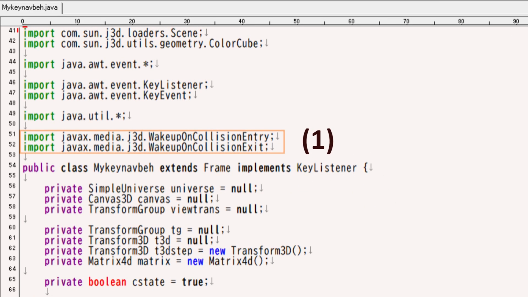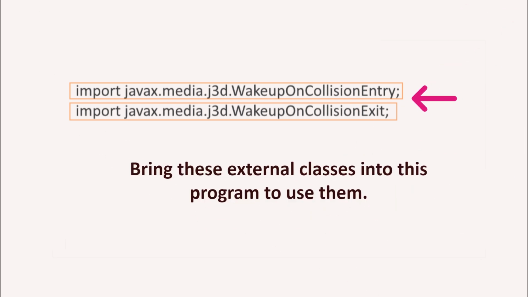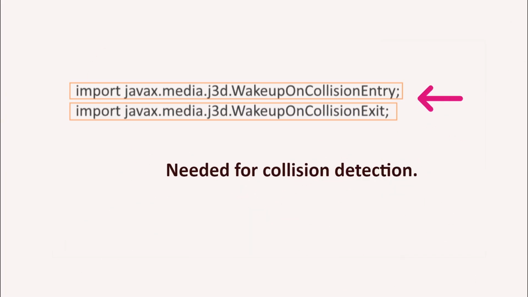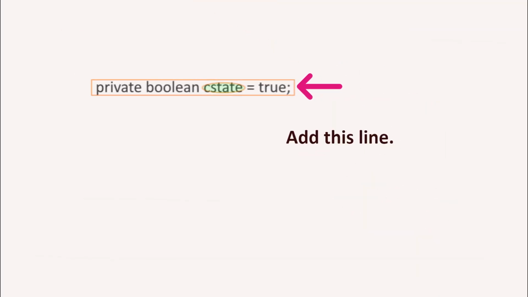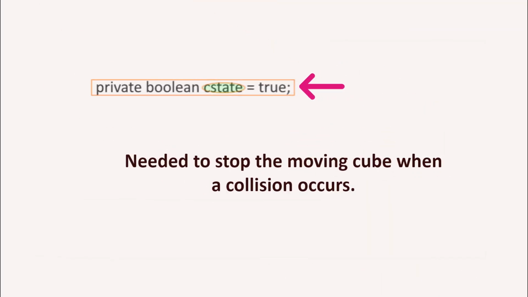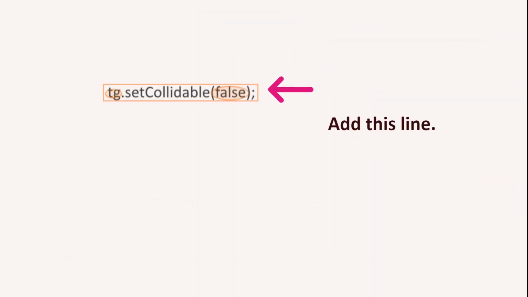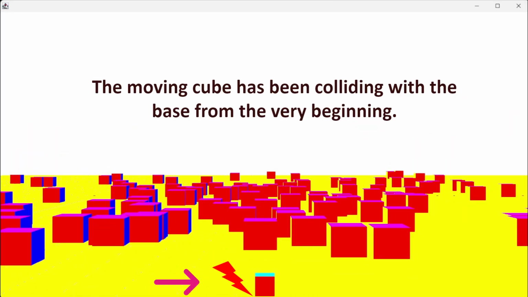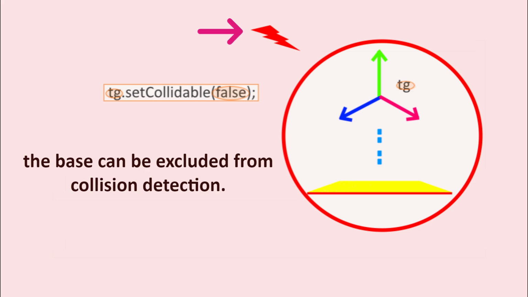1. Add these lines. Bring these external classes into this program to use them. Needed for collision detection. 2. Add this line. Needed to stop the moving cube when a collision occurs. 3. Add this line. The moving cube has been colliding with the base from the very beginning. Using the setCollidable method like this, the base can be excluded from collision detection.